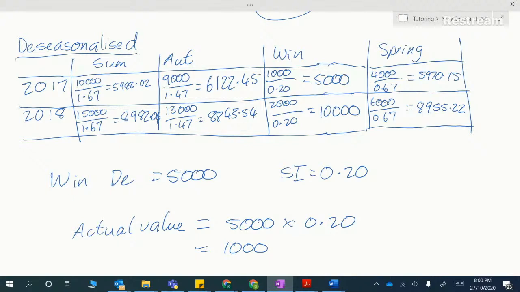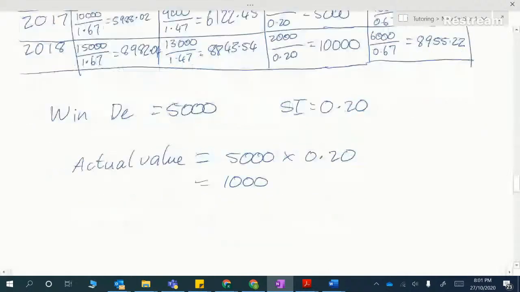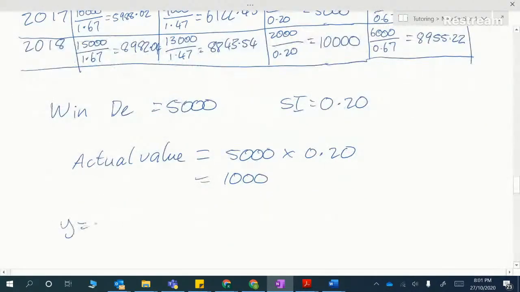Sometimes the next step would be, in this question they don't ask you to do this, but in other questions I've seen them where they want you to make a prediction for the future. So if they want you to make a prediction, what you would then have to do is treat this like it's bivariate data, like it's data on a scatter plot, okay? And you would enter it into your calculator and come up with the least squares line, which is sort of that y equals mx plus c.